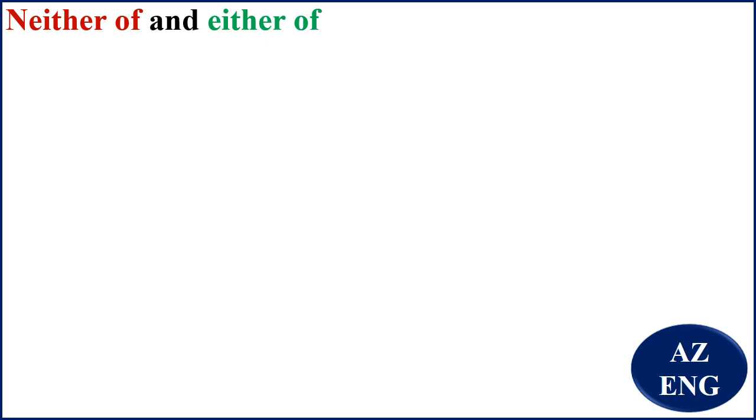But you see here what we've got is neither of and either of. In the previous slide we had neither and either, but here neither of and either of. So for example, the books, we are using books as an example.